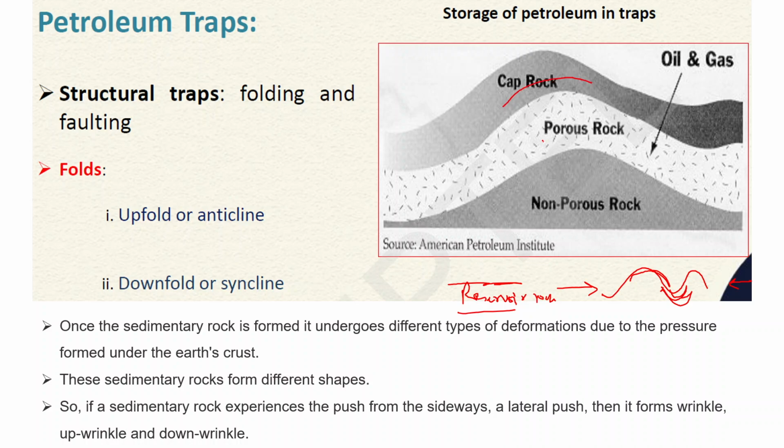This is the cap rock. This is our reservoir rock, which is porous rock. So basically, our crude oil is stored in this area, and this is a different rock which is non-porous. Obviously, as it is non-porous, this crude oil will not pass on to the lower portion.